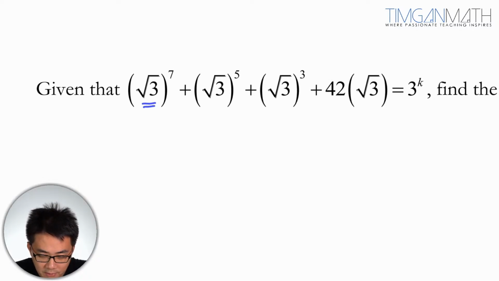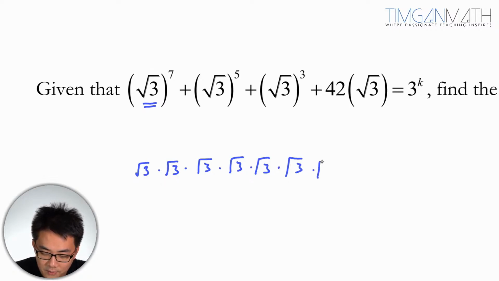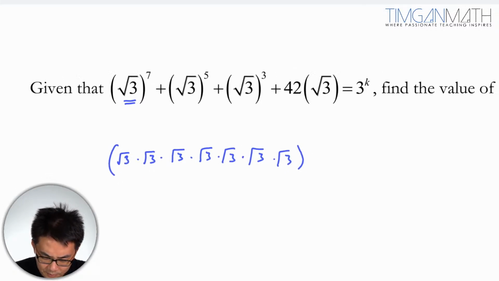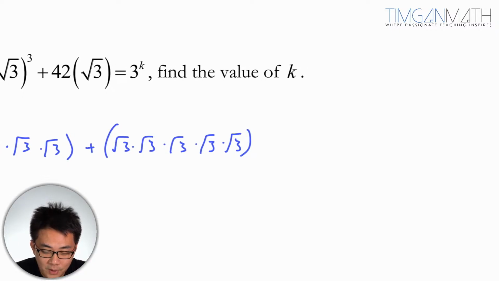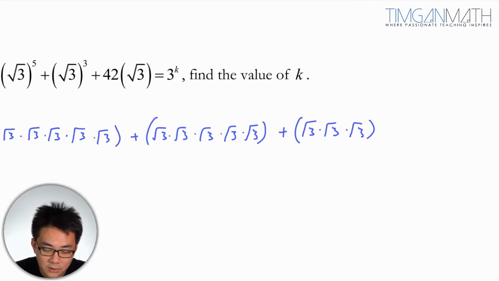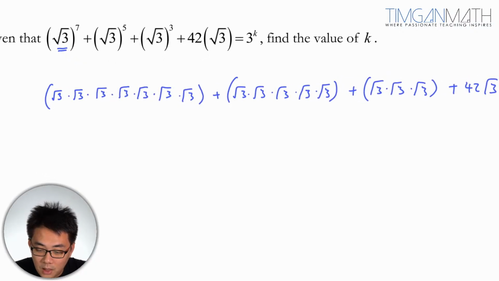This root 3 to the power of 7 means that you have root 3 seven times. Root 3: 1, 2, 3, 4, 5, 6, 7. And the next one is 5 times. Now this is a lot to write, I understand. But once you understand this part, it will be much easier for you to do the rest, right? So this is 42 root 3 here. Okay, great. So find the value of k.